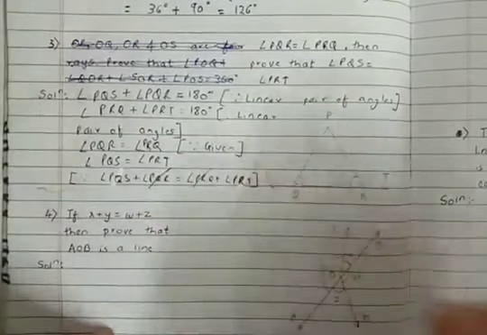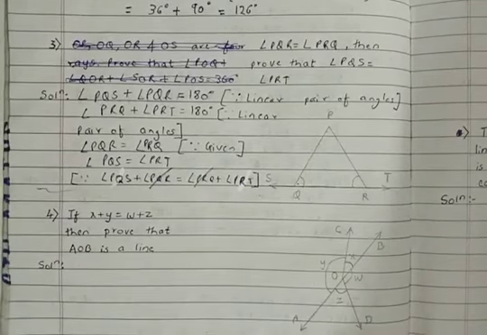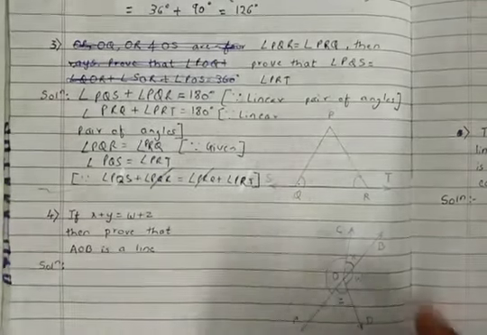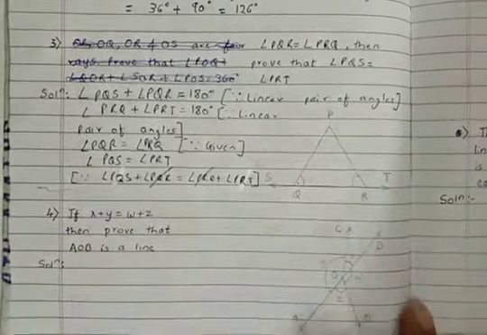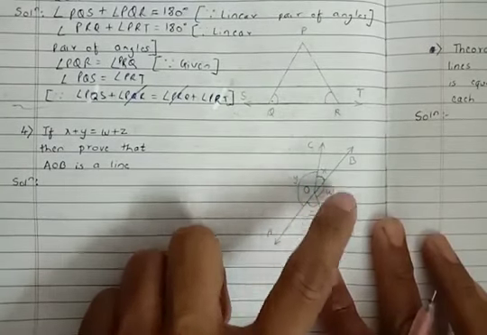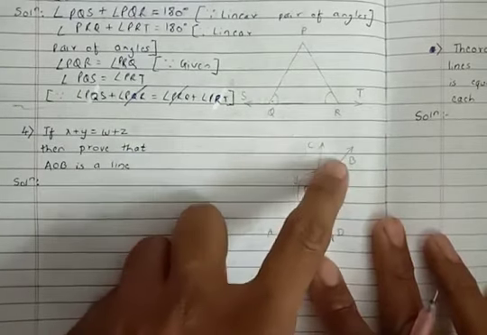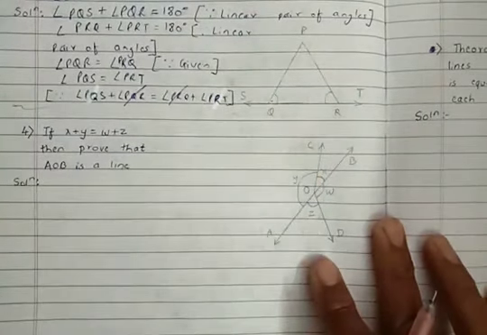So we have solved question number 3. Now let's solve question number 4. Look at this diagram. What values are given? x plus y is given equal to w plus z. Then we have to prove that AOB is a straight line. How will we solve this now?